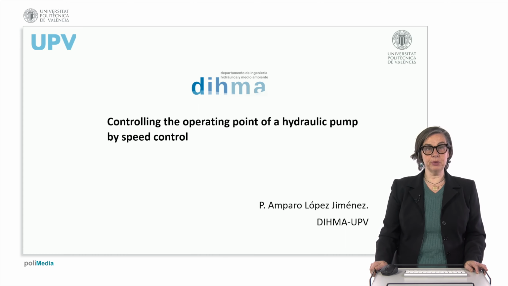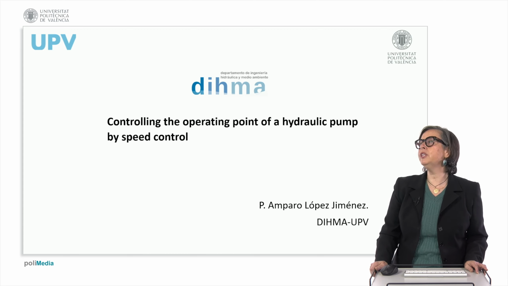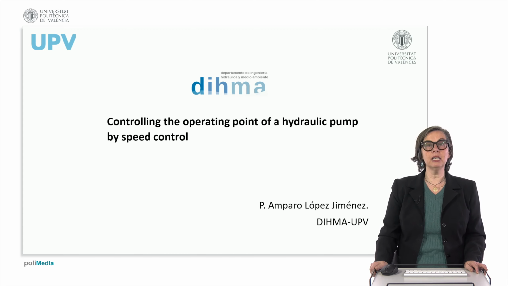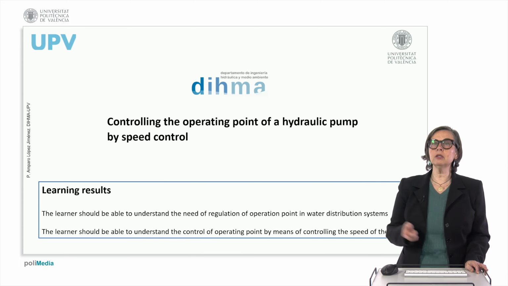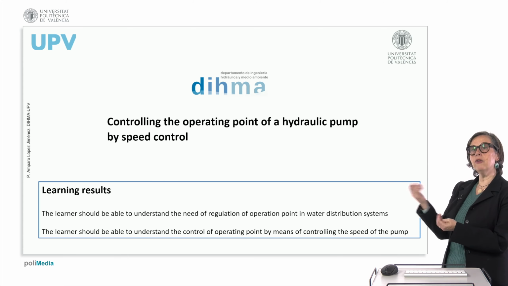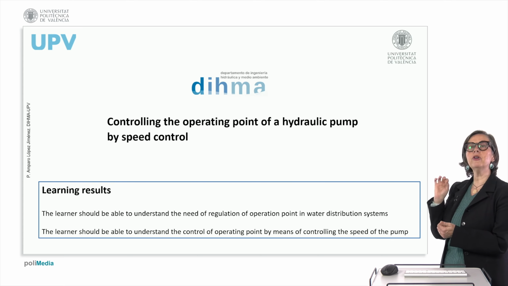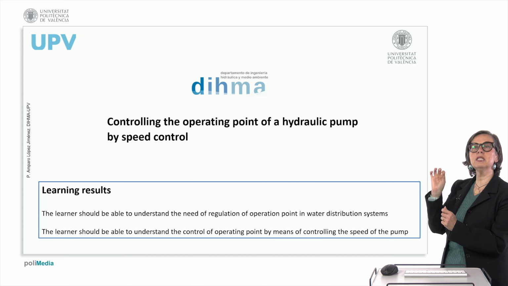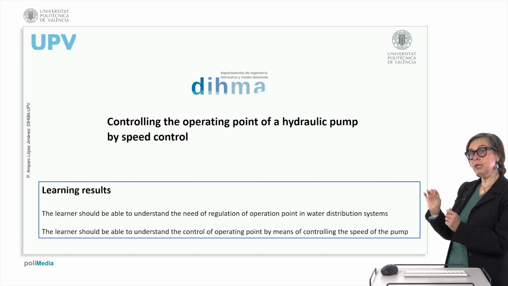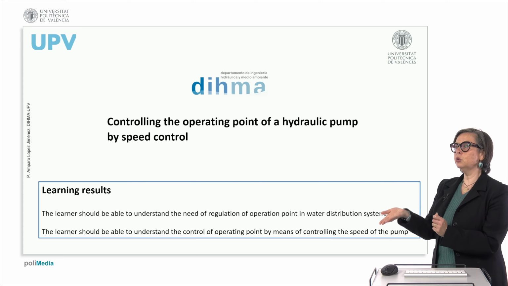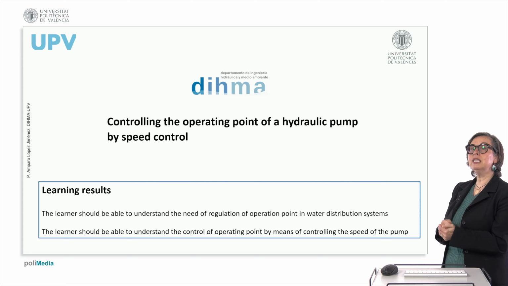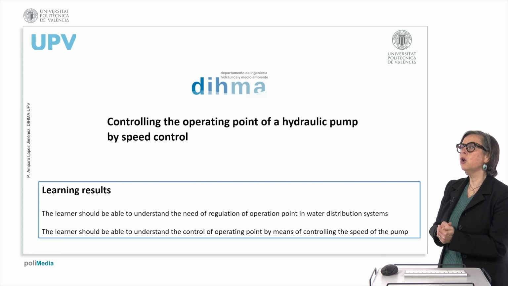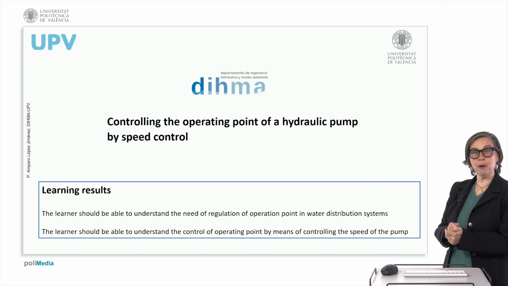Today we will be speaking about the control of the operating point of our hydraulic pumps in terms of speed control. When we finish, we will be able to understand the need of regulation, particularly for an operation point in a system to give a particular water distribution network flow and pressure in a particular point, and to understand the control of this operating point in terms of controlling the speed of the pump.